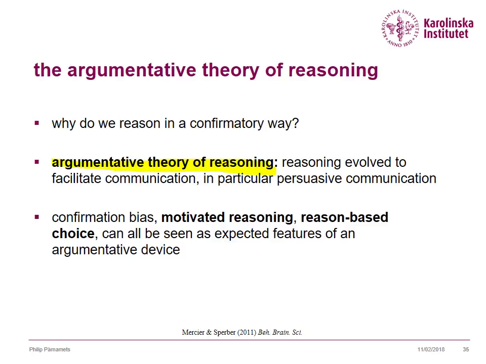Because of course, if I'm trying to convince you about something, what will help me the most is figuring out quickly evidence for my position, so seeking out confirmatory evidence. So on this account, confirmation bias and other features of human reasoning, such as motivated reasoning and reason-based choice, can all be seen as expected features of this kind of evolved argumentative device that is biased towards detecting faulty reasoning in others and seeking out support for one's own position.